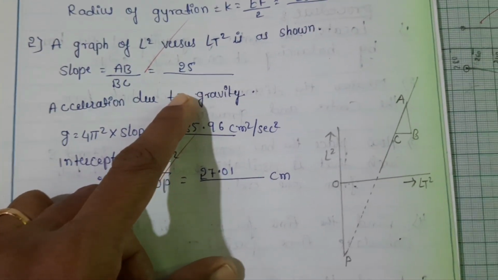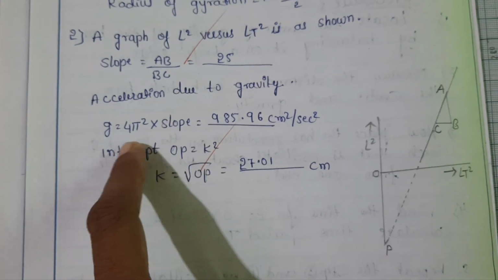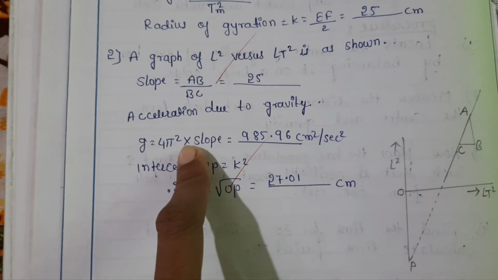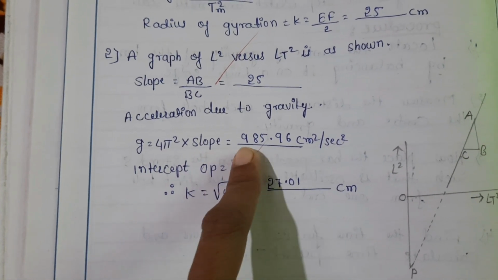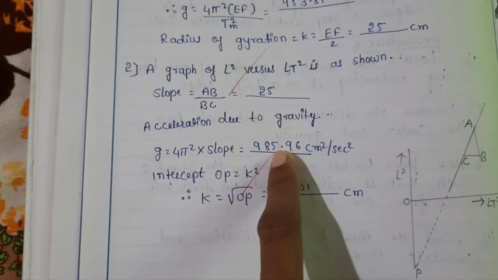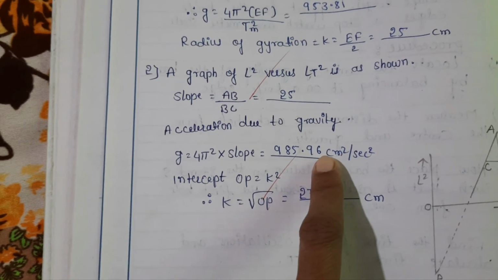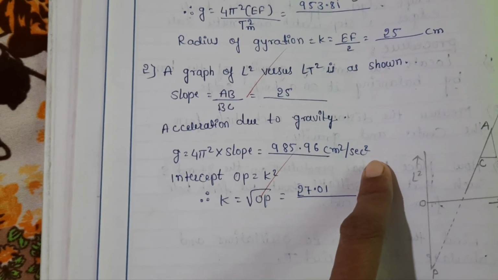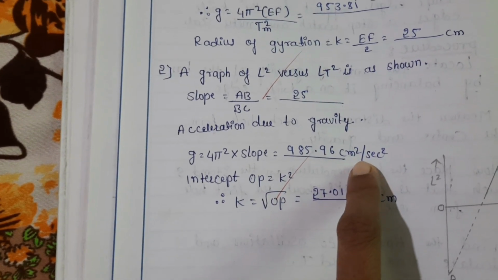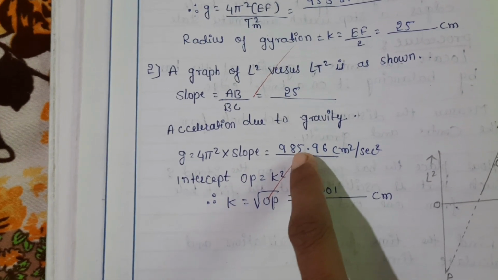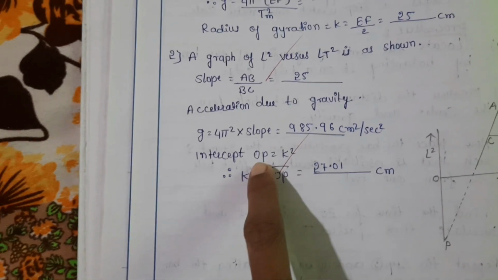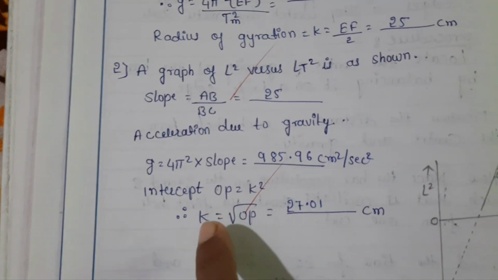Then the acceleration due to gravity from this second graph: we have the formula g is equal to 4 pi square into slope. If you substitute the value of slope, you will get the acceleration due to gravity. Again, it is 985.96 centimeter per second square. If you measure in terms of meter per second square, then it will be 9.8 meters per second square. This is also a correct value from this graph.